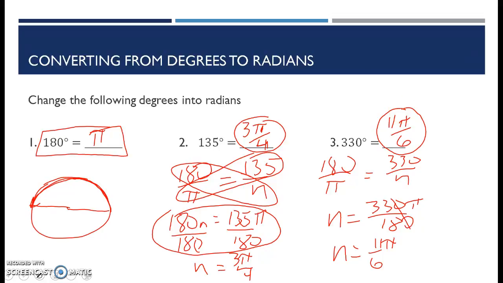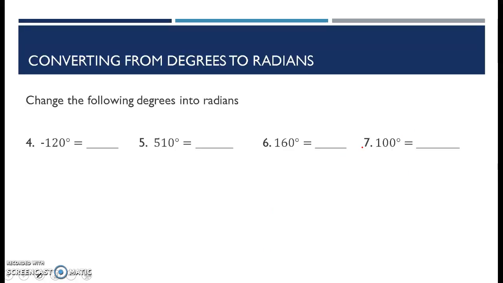Now we can also find those two on your unit circle. You can find the unit circle and find 135 degrees. That corresponds with 3 pi over 4. You can also find 330 degrees, and that corresponds with 11 pi over 6. So you don't have to do the proportions to solve those, but you can on these. Let's take a look at these 4. I'd have you pause the video and try these 4 completely on your own, and then start the video and see if you had them correct.